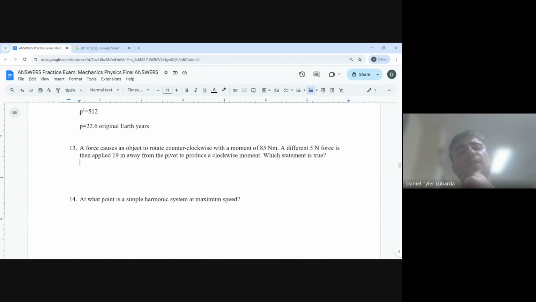Number 13, a force causes an object to rotate counterclockwise with a moment of 85 Newton meters. Okay, counterclockwise, 85 Newton meters. A different 5 Newton force is then applied 19 meters away from the pivot to produce a clockwise motion. So I want to know what will happen.